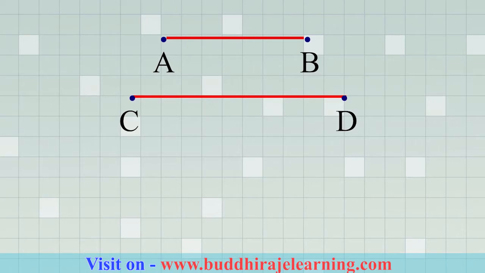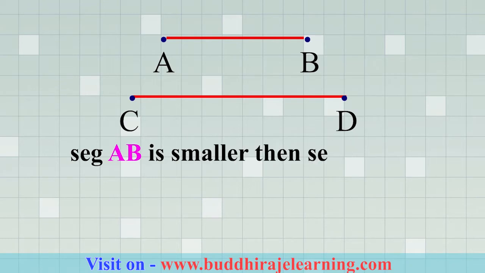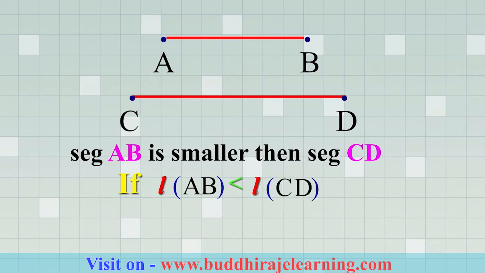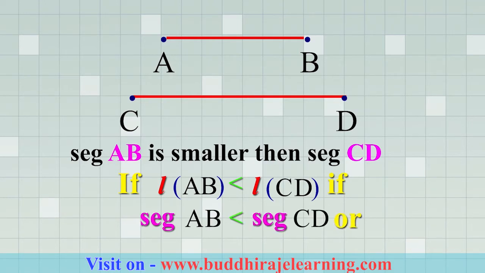The length of a segment decides whether it is bigger or smaller. We will understand this through a diagram. Suppose we have drawn segment AB and segment CD. Here, if the length of segment AB is smaller than segment CD, then length AB is smaller than length CD, segment AB is smaller than segment CD and is written as segment CD is greater than segment AB.